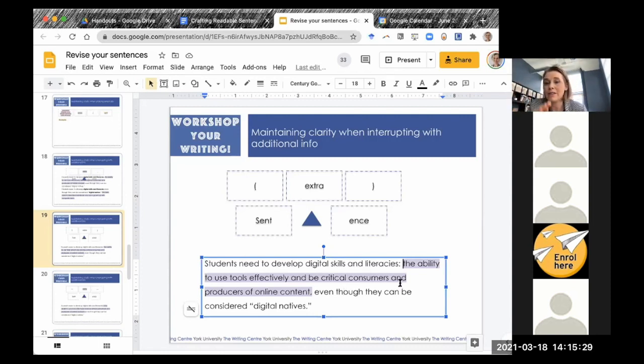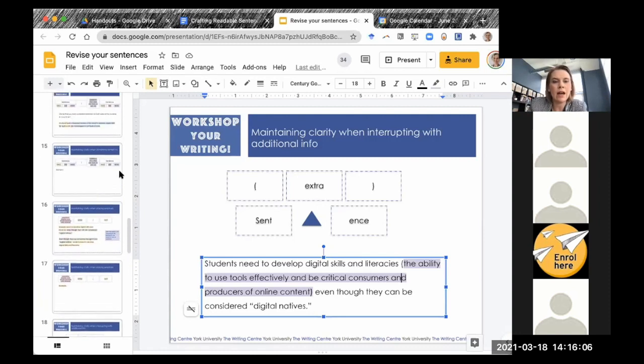A colon means look at what's after. This is modifying what comes after, right? It introduces like a list or something. So if you were to try to use it on both sides, it would make no sense, right? Skills and digital literacies, the ability, and then the "even though" would have to refer back to producers of online content. It makes no sense. So that's why you can't use colons here. You want brackets or parentheses, commas, or dashes, and just be consistent. They have to be the same on both sides. So that's how you insert additional information.